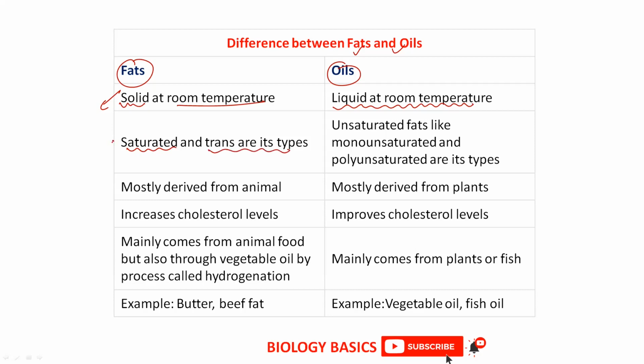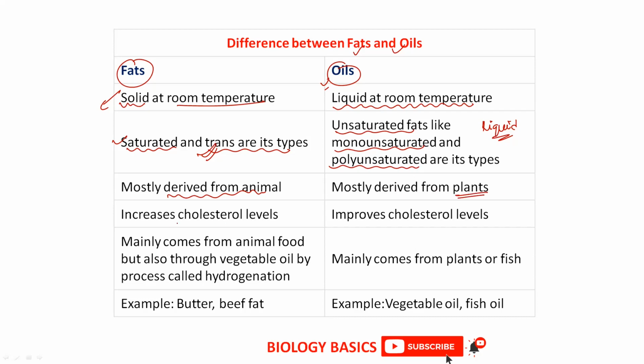I told you that saturated and trans are extremely dangerous, but among them trans is more dangerous than the saturated one. Saturated and trans are examples of fats, whereas the unsaturated fats, like monounsaturated and polyunsaturated fatty acids, are examples of oils, because they are liquid at room temperature. These fats, the saturated and the trans one, especially the saturated one, are derived from animals. The oils are derived from plants. So that's why this is the good one.